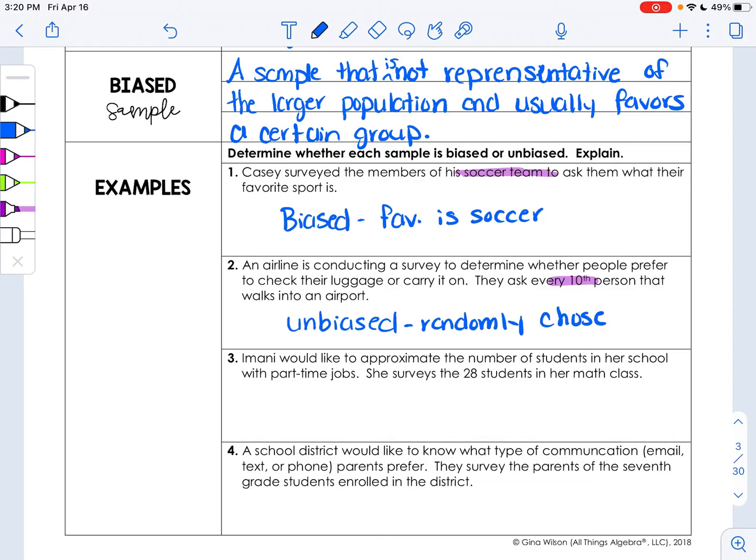Go ahead and highlight number 3 and 4. And again, you're going to tell me if it's biased or unbiased, and then just a short little sentence or a couple words why you chose that.